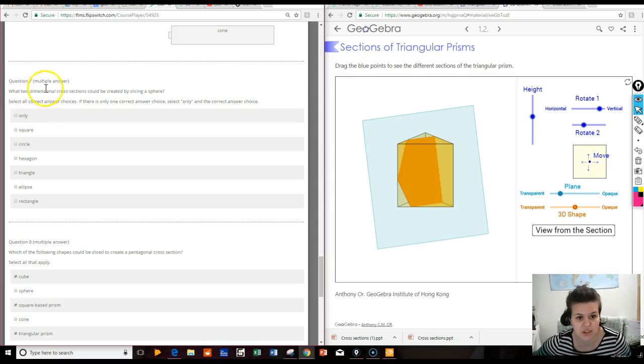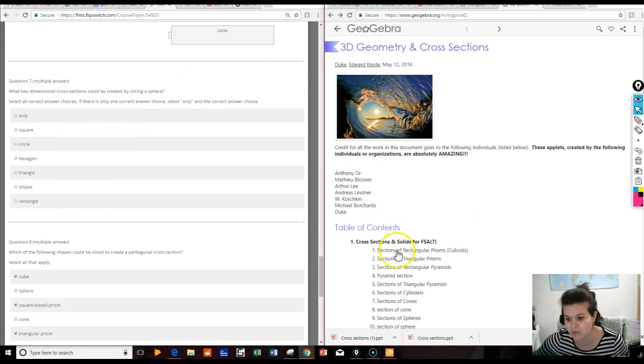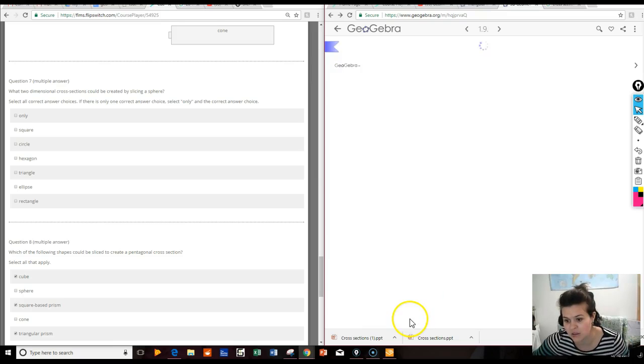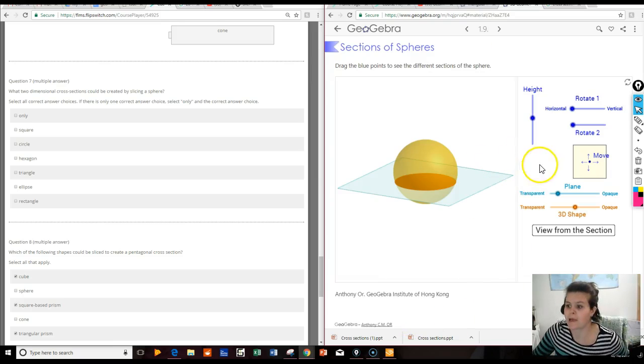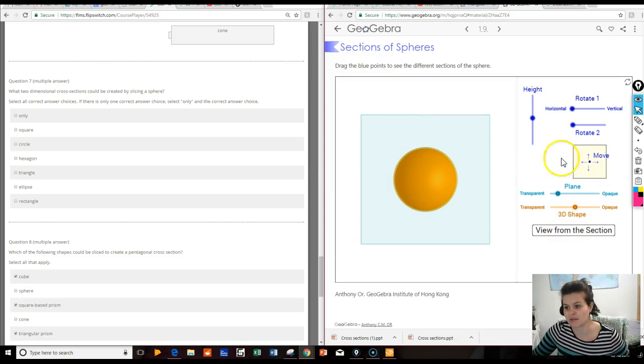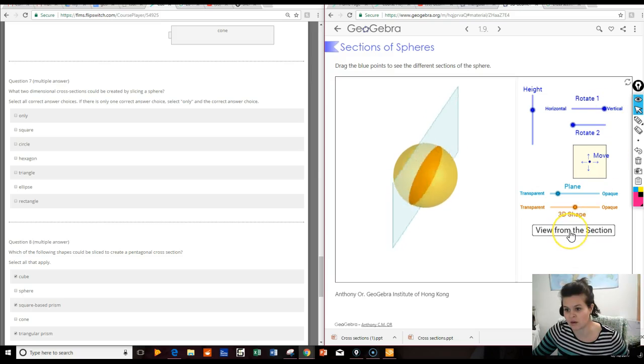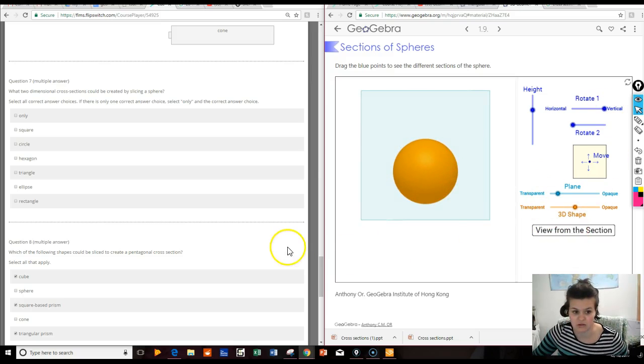Okay, what two-dimensional cross sections could be created by slicing a sphere? So if we were to look at our spheres, this one is going up and down, so we would have a circle or a point. If we rotated it vertically, we could have a circle. So, circle only.